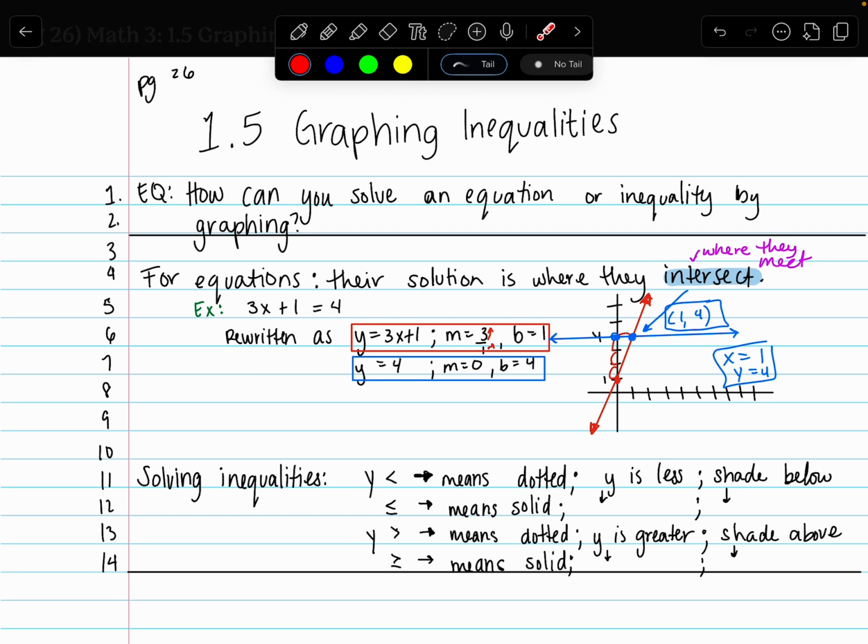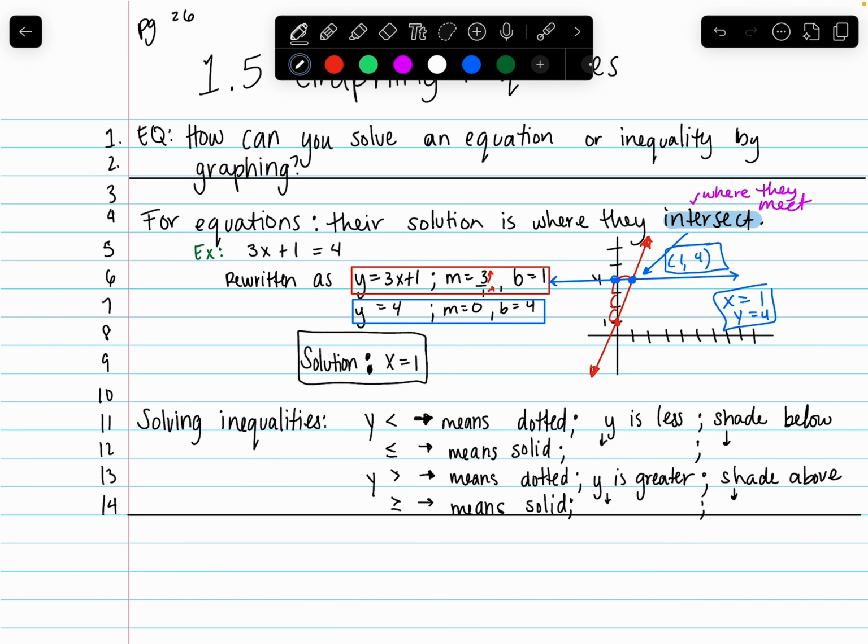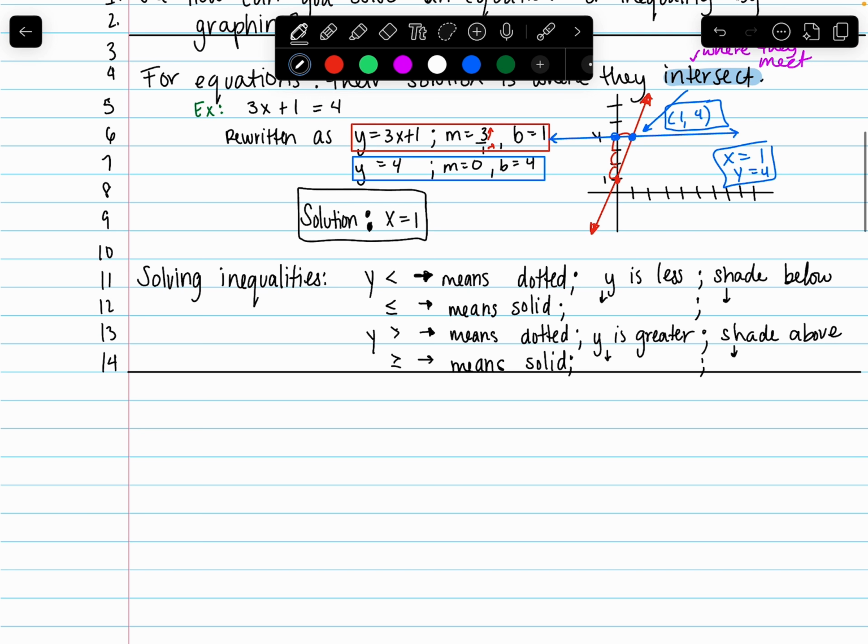And this proves it because look, it gives us y already 4. Therefore, x actually equals 1. So that's my solution, x equals 1. Okay, so it's where they intersect. So that's that. You guys know how to solve equations algebraically, so I have no problems there. But now we're going to go to inequalities.